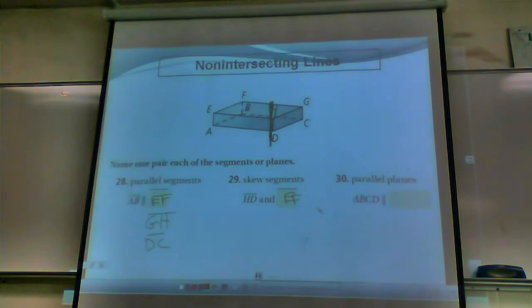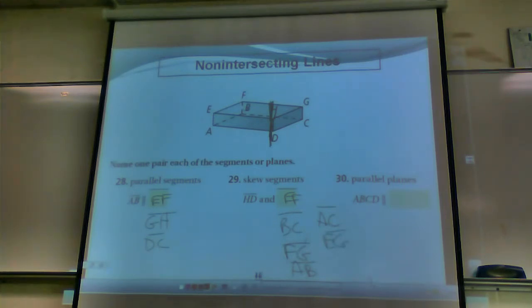What's another one? Which one? DC. FG, you said? AB. AC, because it's not technically drawn in there, but I can create that segment. Are any others? EG, I can do that.